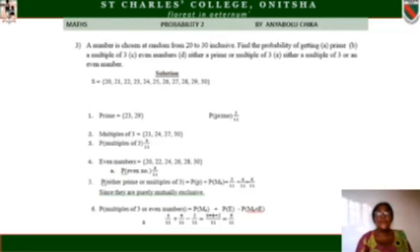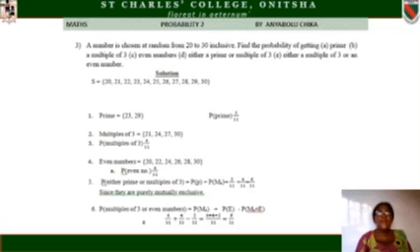Example 3. A number is chosen at random from 20 to 30 inclusive. Find the probability of getting A, a prime, B, a multiple of 3, C, even numbers, D, either a multiple of 3 or a prime number, E, either a multiple of 3 or an even number.